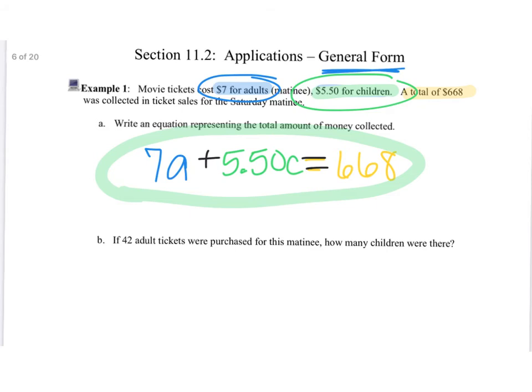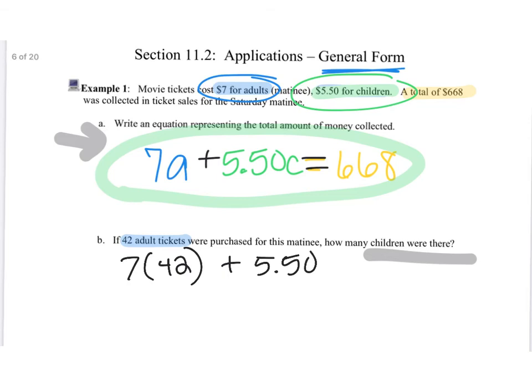So in B, it says if 42 adult tickets were sold, then how many children were there? So we can substitute 42 in place of the A in this function, because the A in this function represented adult tickets, and we can solve for C. Or, I'll show you how that works, and then I'm going to show you an alternate method for doing that. 7 times 42 plus 5.50C equals 668. And we can solve that.